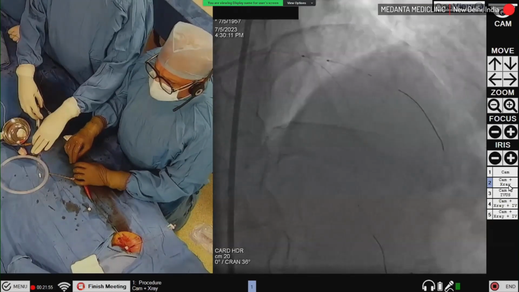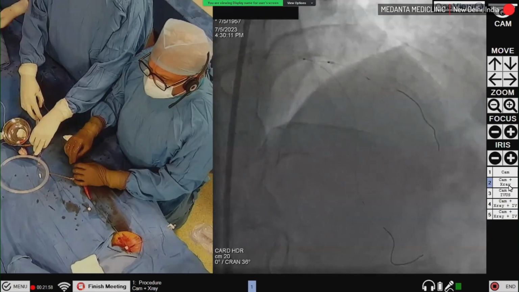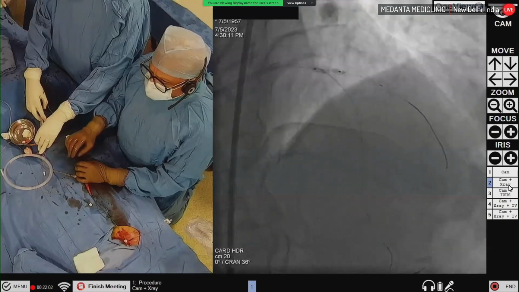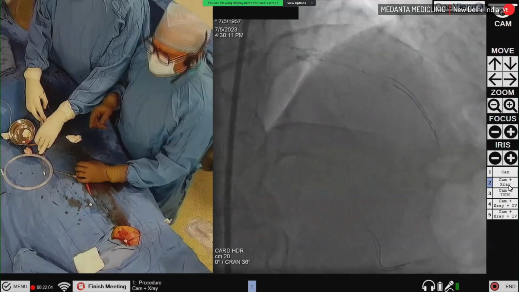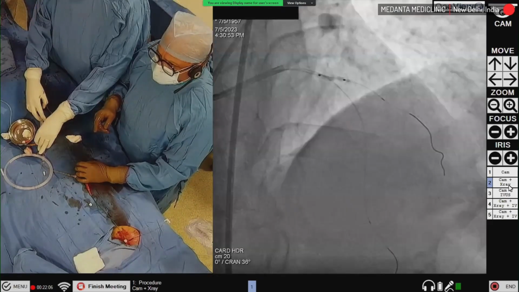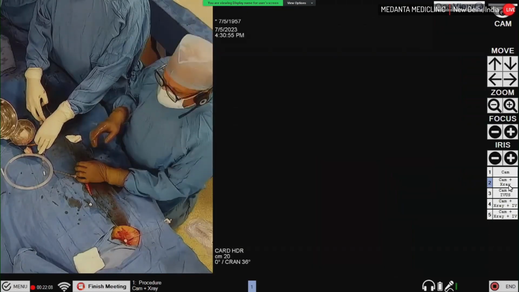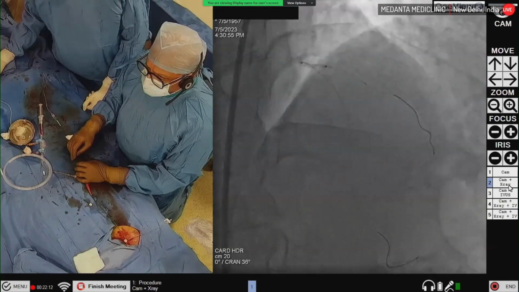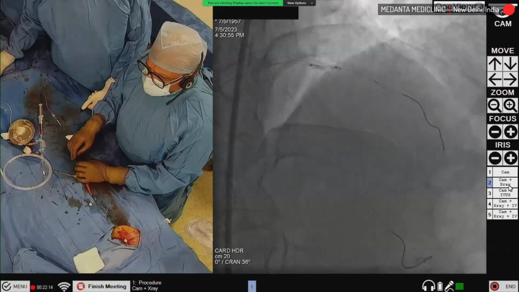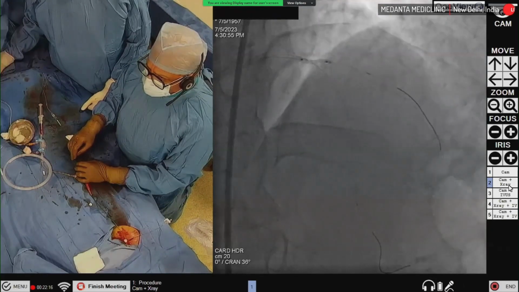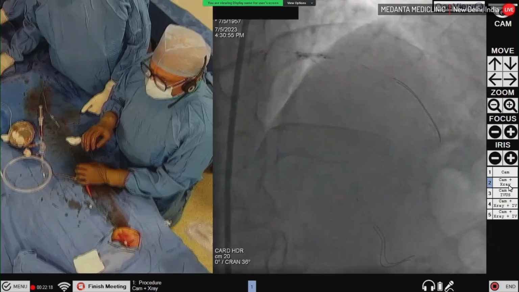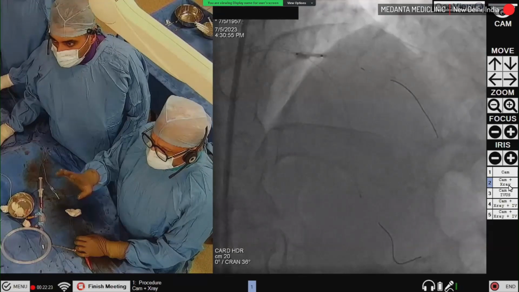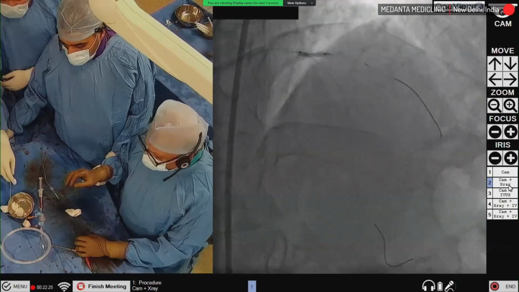Okay, fine. So this is in the diagonal. Go up 1, 2, 3, 4, 5, 6. You can see that there is a very tight lesion at the diagonal ostium. And at 6, it has not given way. 7, 8, 9, 10, 12, still not giving way. Very tight lesion. 13, 14. Now at 14, it has given way, you see?